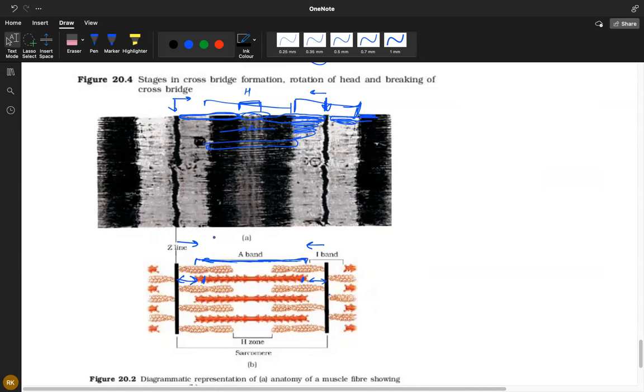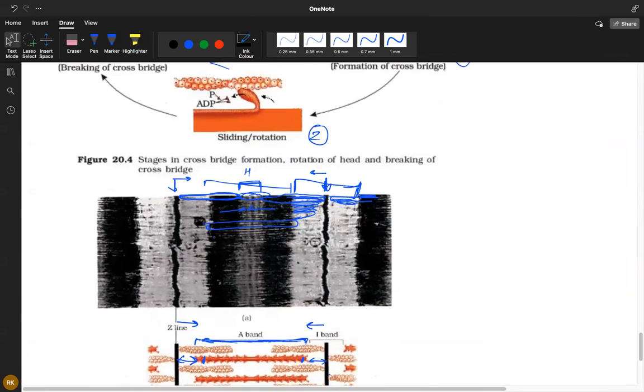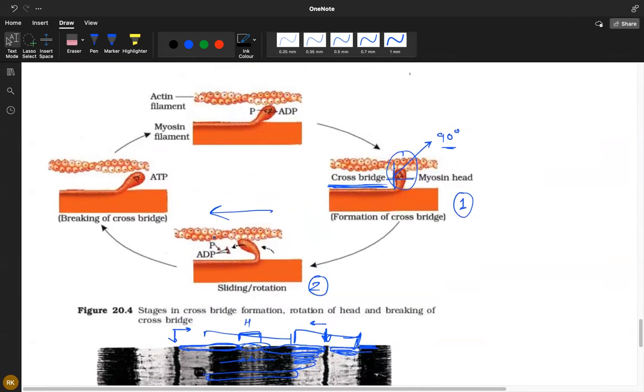So write down. What happens next? Till this point, it is clear, till point 2. Everyone? Very good. Now from the second, we go to the third step, and you can see what's happening here. During this sliding, the ATP is broken down. Sorry, write down this point.